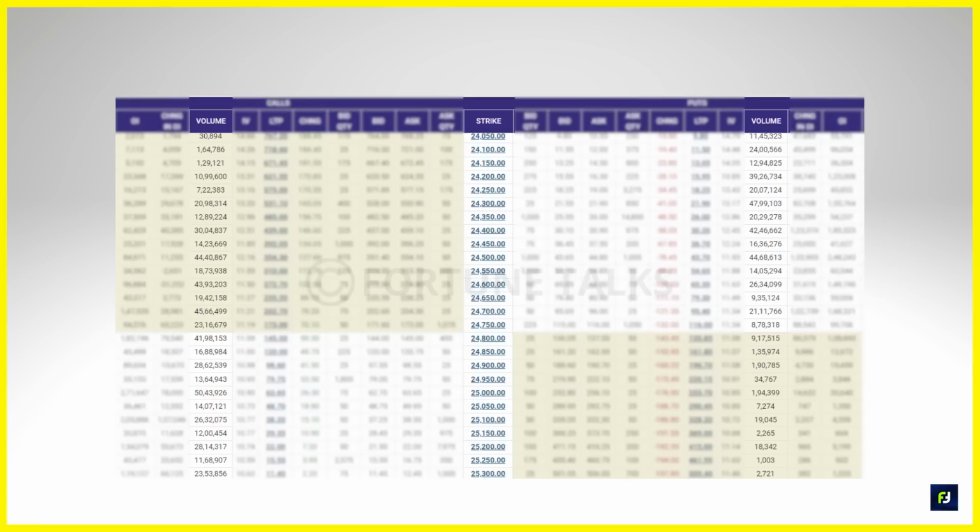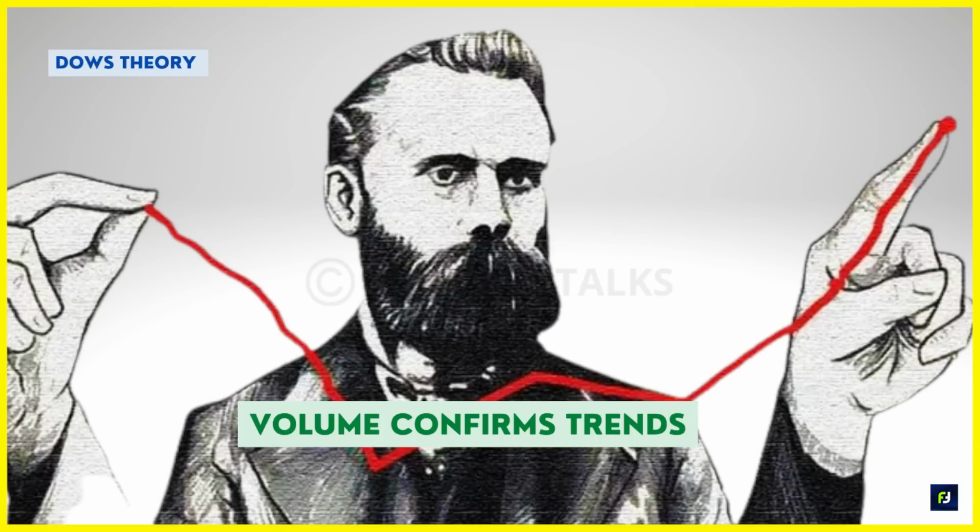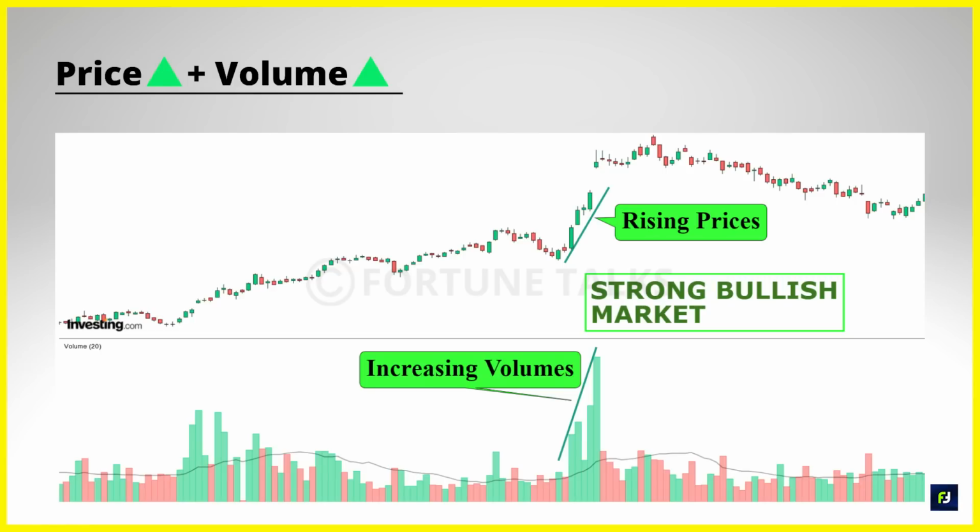Once you have visually determined that an option contract has decent volumes and hence is tradable, you can then use volumes to validate trading signals. Let me explain. Generally, higher the volume, the greater is the trading interest or participation in the option contract and vice versa. In technical analysis, it is often said that volume confirms the trend. It is one of the important principles of Dow theory. For context, an up move in the option price that is accompanied by an increase in volume is often considered as a bullish signal because it indicates an increase in the buying interest.